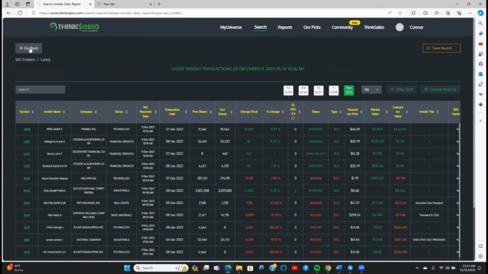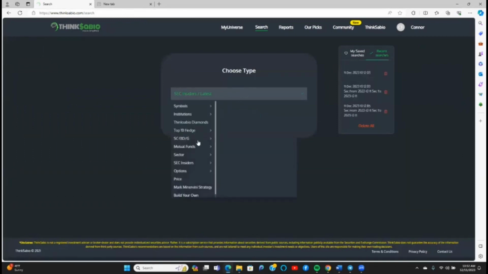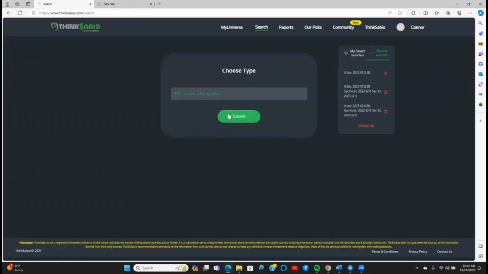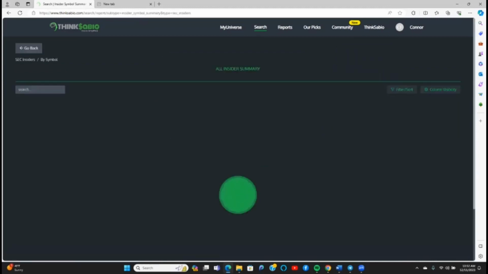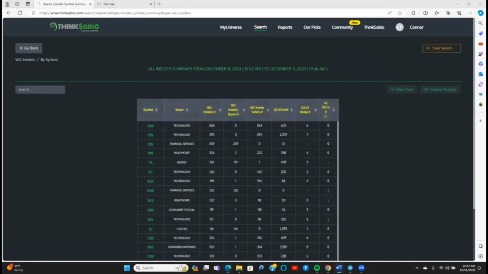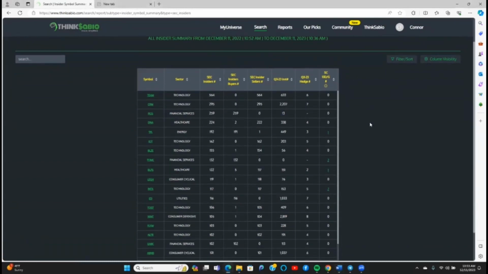Then next, we'll look at buy symbol. This looks at overall transactions among certain stocks. This report shows you the stock symbol, the column on the left here, the sector that they're in, the number of insiders owning a stock, the buyers and sellers, as well as institutional investment and hedge fund investment. So you see this is pretty straightforward. You see all the information in one table here.